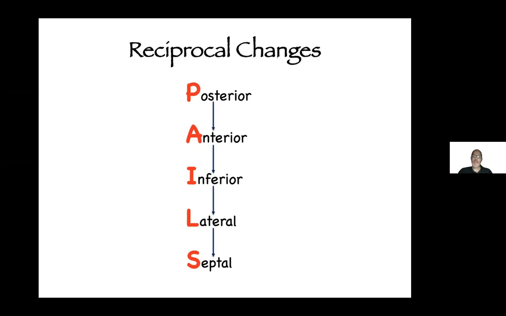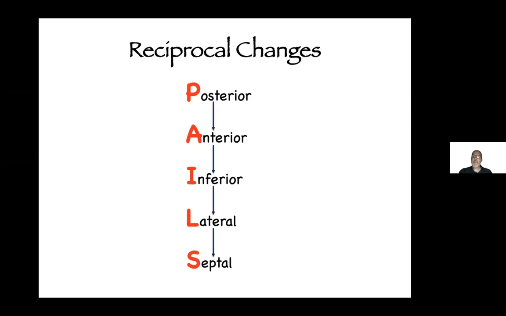Reciprocal changes, if you use this mnemonic PAILS, this helps you. So your posterior is reciprocal with your anterior, which is reciprocal with your inferior and your lateral and your septal, and the whole thing starts all over again. So for example, if I saw ST elevation in V1, V2, V3, V4, I'm going to look down at my inferior leads because that's where I'd expect to see the bulk of my reciprocal changes.